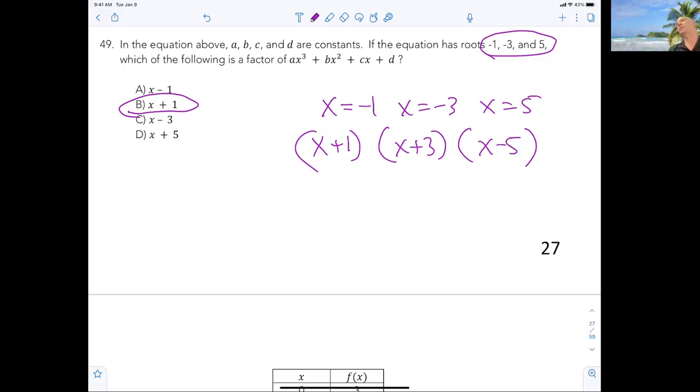All right, how's that, guys? Everybody okay with that? Anybody have any issues? All right, that's a really nice problem. All right, let's flip the page.